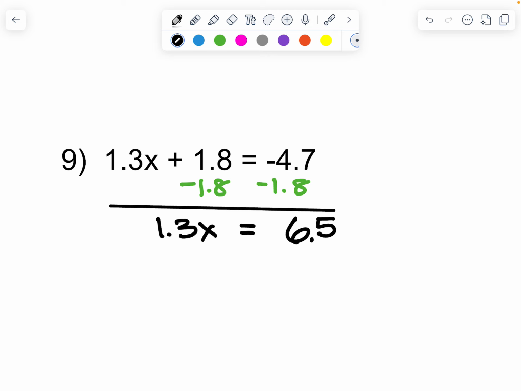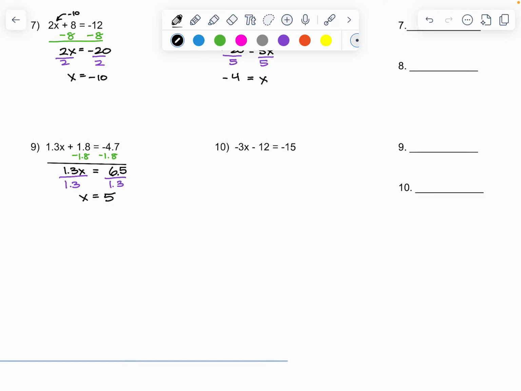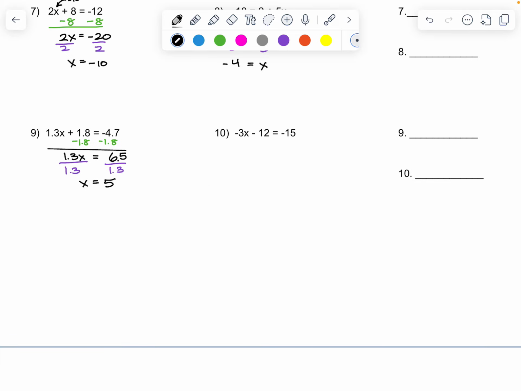So let's divide now by 1.3. X would equal 5. All right, one last problem to go.